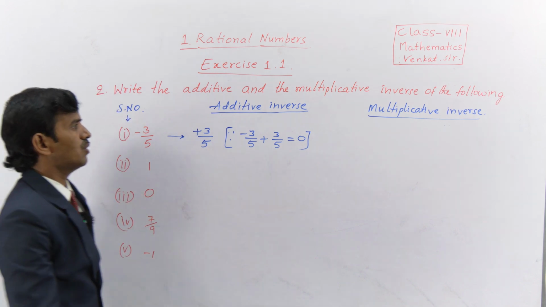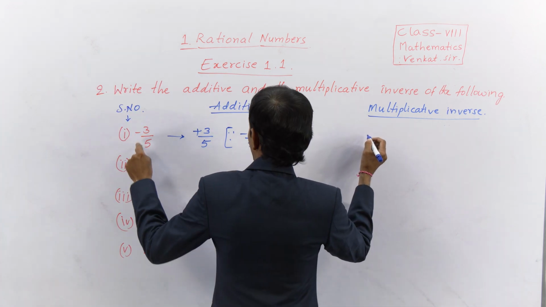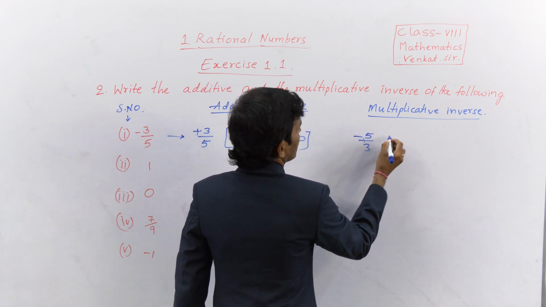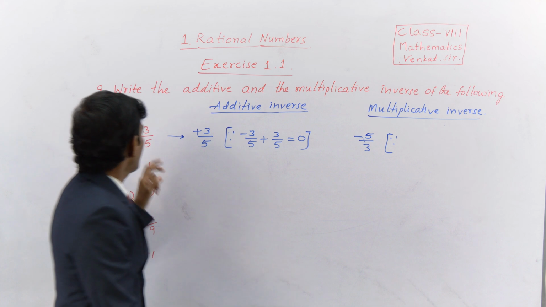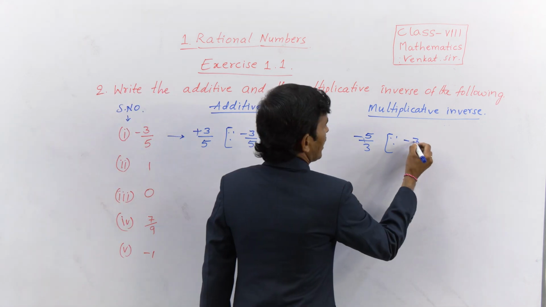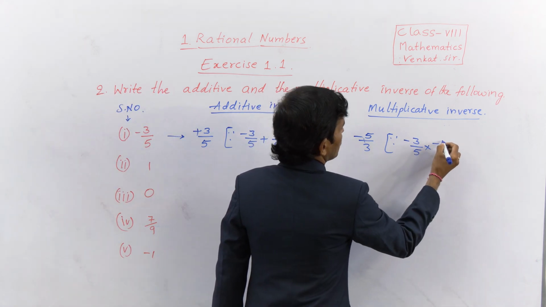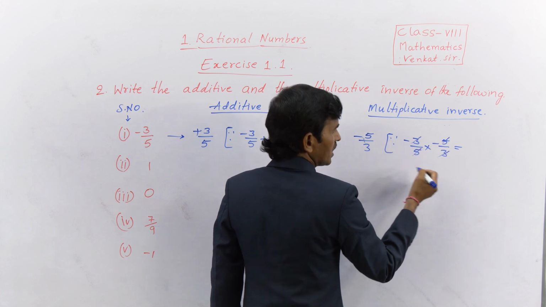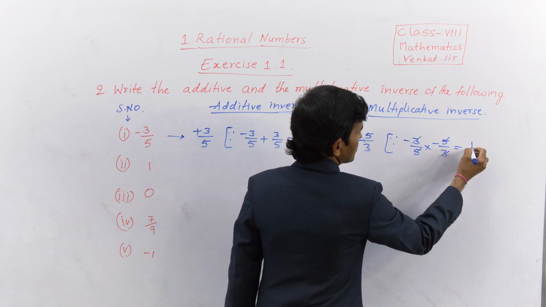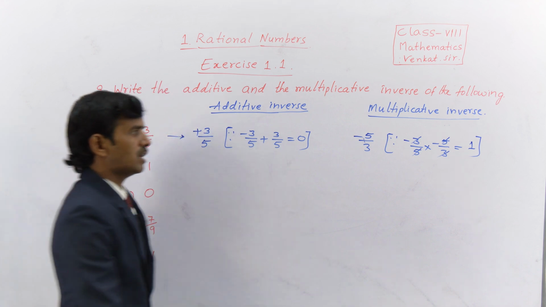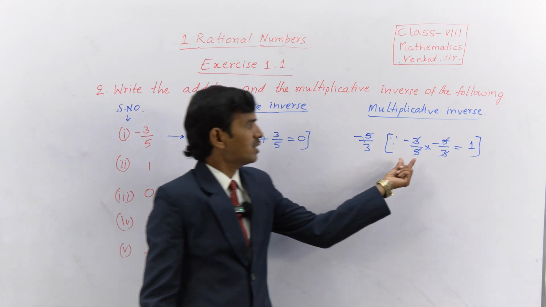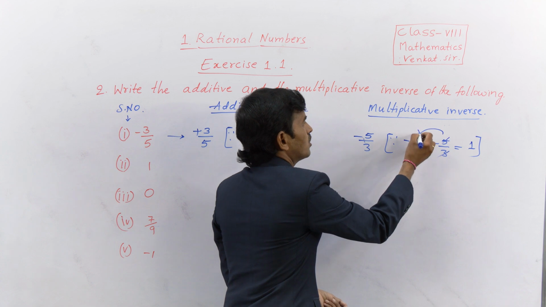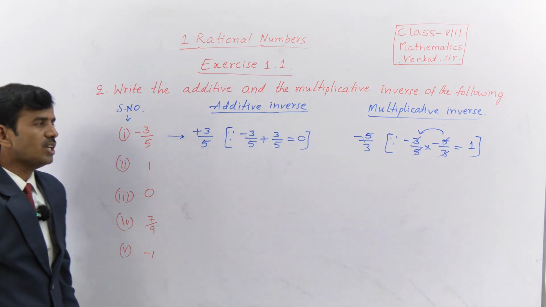Next, multiplicative inverse. What is the multiplicative inverse of minus 3 by 5? That is minus 5 by 3. The reason is, when you multiply these two, that is minus 3 by 5 into minus 5 by 3, 3 and 3 get cancelled, 5 and 5 get cancelled, minus into minus is plus, 1, the multiplicative identity. When we get the product as multiplicative identity, then each of these is said to be the multiplicative inverse of each other.